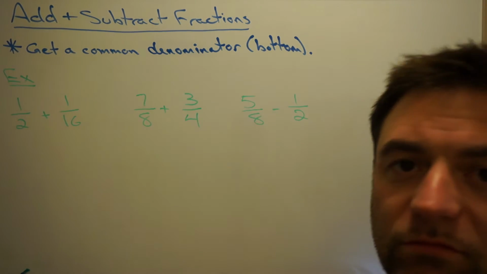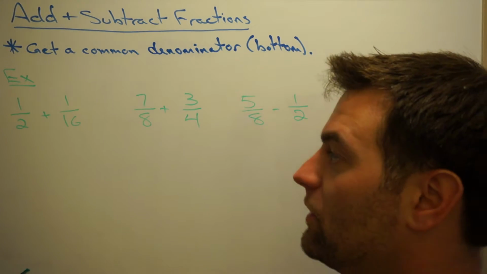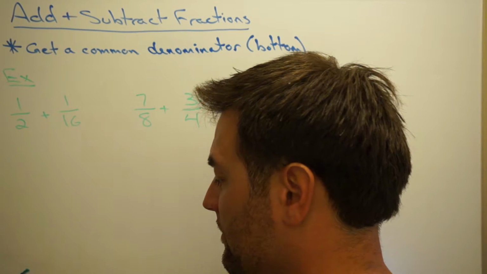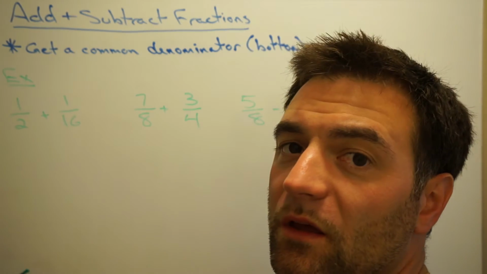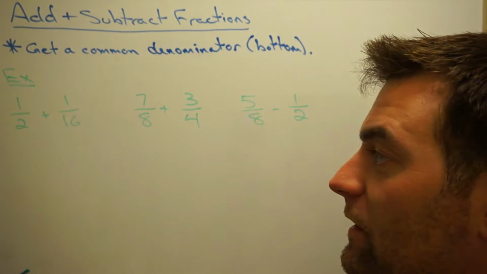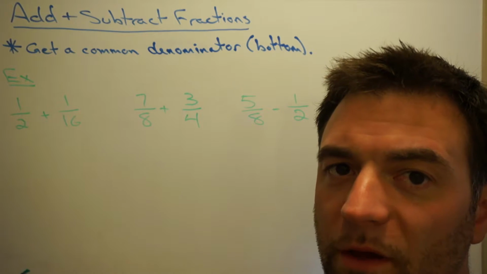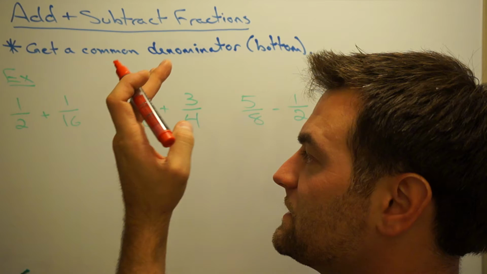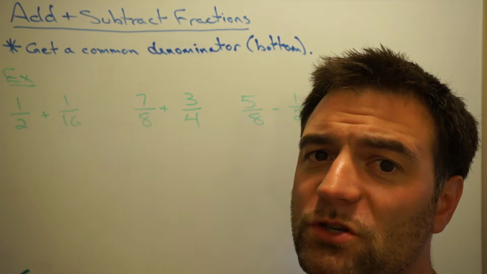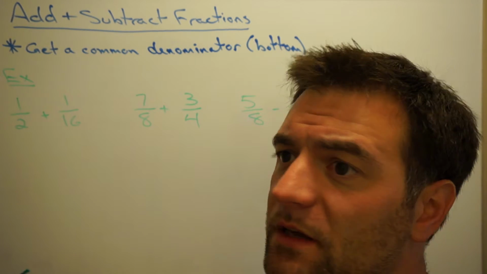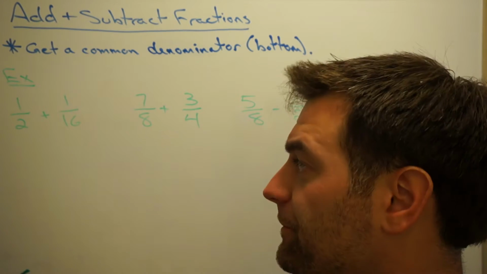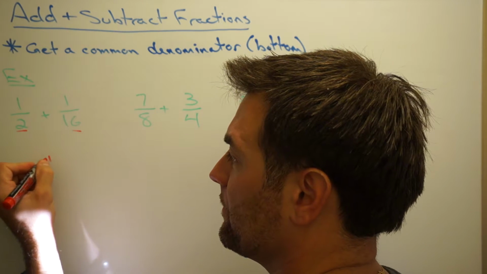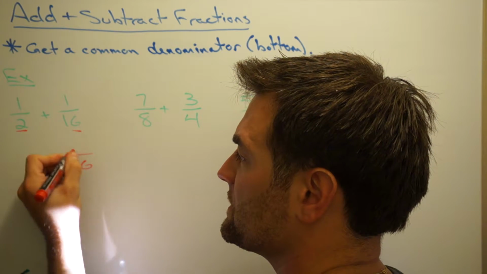So we have 1/2 plus 1/16. We've got to get the bottom number to be the same. In this case, and in any case, you're going to want to make it go up. With these kinds of numbers, halves, eighths, 16ths, you're just going to be multiplying by 2, 4, 8, 16. So to make these two the same, we're going to bring the 2 up to the 16.